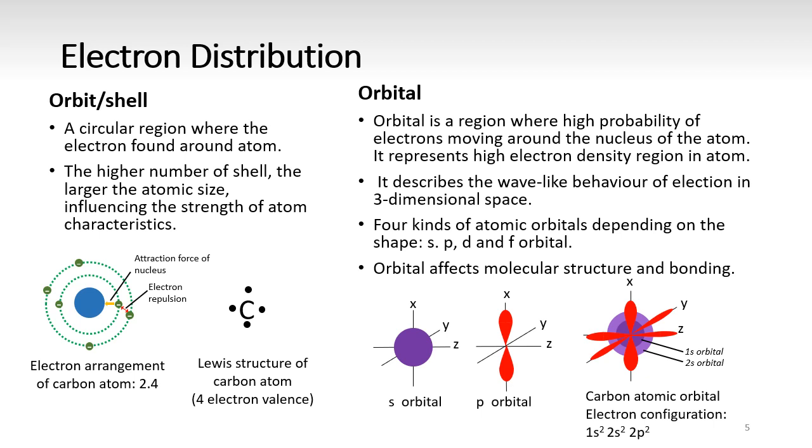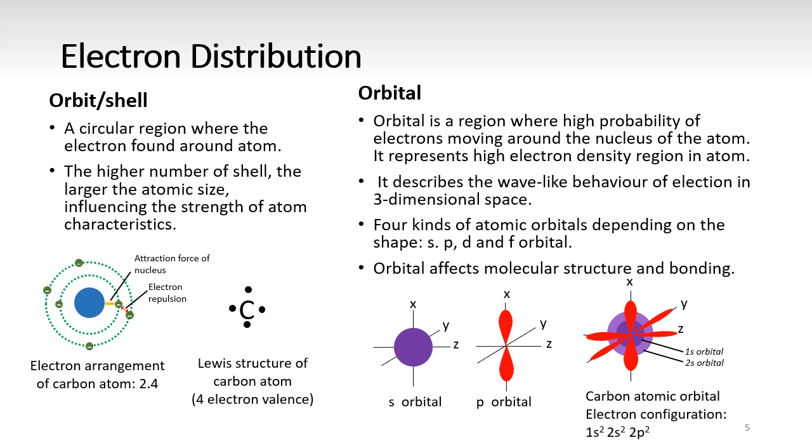The higher the number of shells, the larger the atomic size, which influences the strength of atom characteristics. Another term is orbital. Orbital is a region with high probability of electrons moving around the nucleus of the atom. It represents high electron density region in the atom and also describes the wave-like behavior of electrons in 3D space.